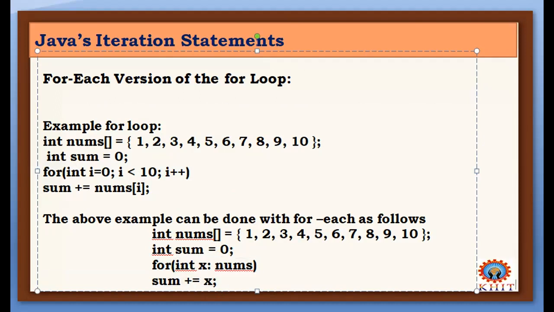Okay, you can observe this. So that is the for each version of the for loop. It works only with a sequential collection of data. You need to remember this point. It works with only the sequential collection of data. It doesn't work with every condition. We only work with arrays and objects.